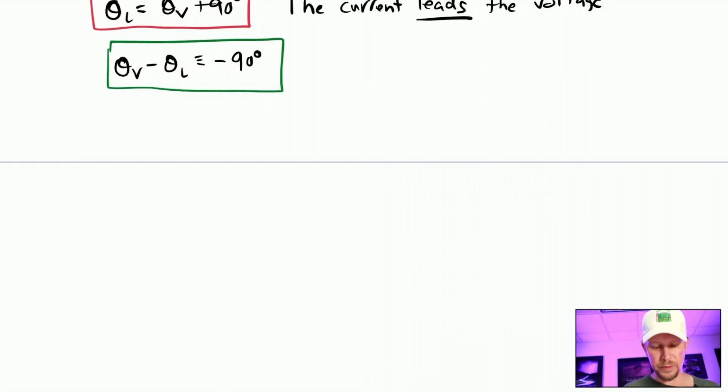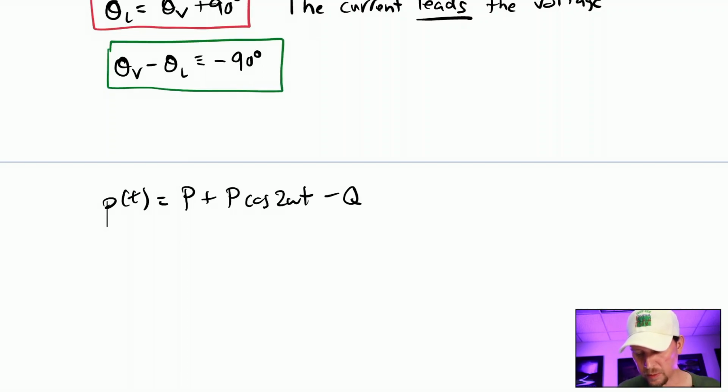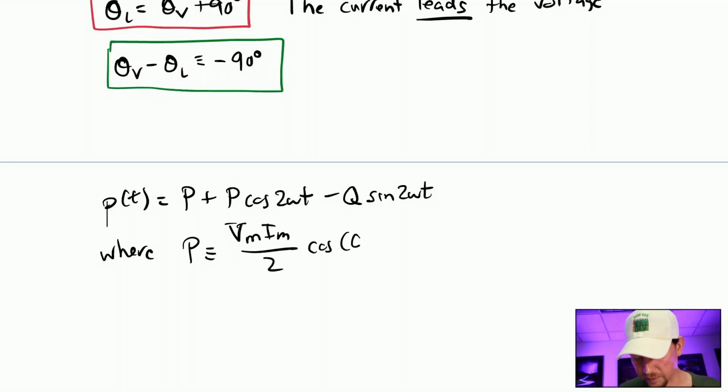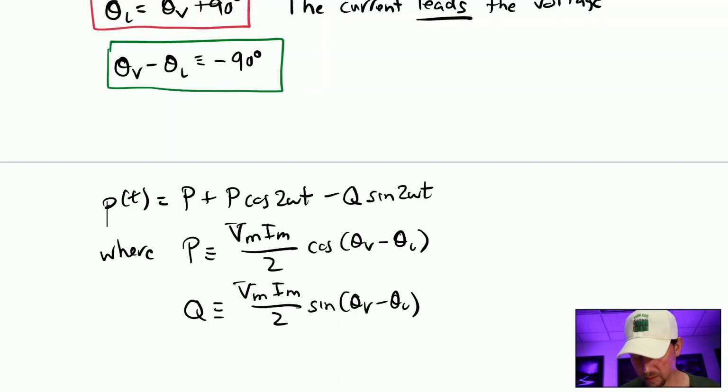And let's go back to the context once again of our instantaneous power. Our instantaneous power in general was the real power plus the real power times the cosine of 2 omega t, minus the reactive power times the sine of 2 omega t, where the real power was V_m I_m over 2 times the cosine of theta_v minus theta_I, and the reactive power was V_m I_m over 2 times the sine of theta_v minus theta_I.